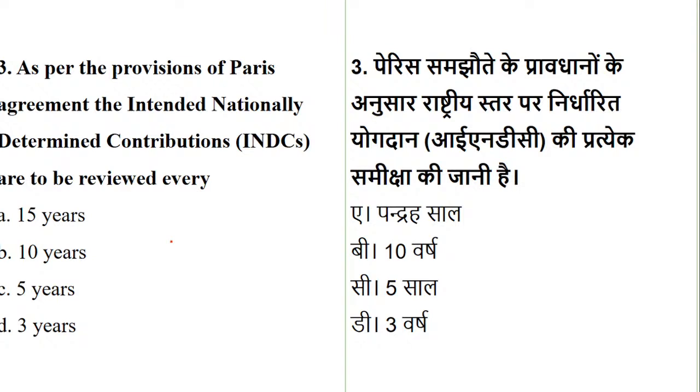So when is the reviewing of this intended nationally determined contribution done? It means it is reviewed after what? Is it reviewed after every 15 years? Every 10 years? Every 5 years or after 3 years? So question number 3 is on the screen. Reviewing of intended nationally determined contribution. They are reviewed after what? What is the time span for the reviewing?